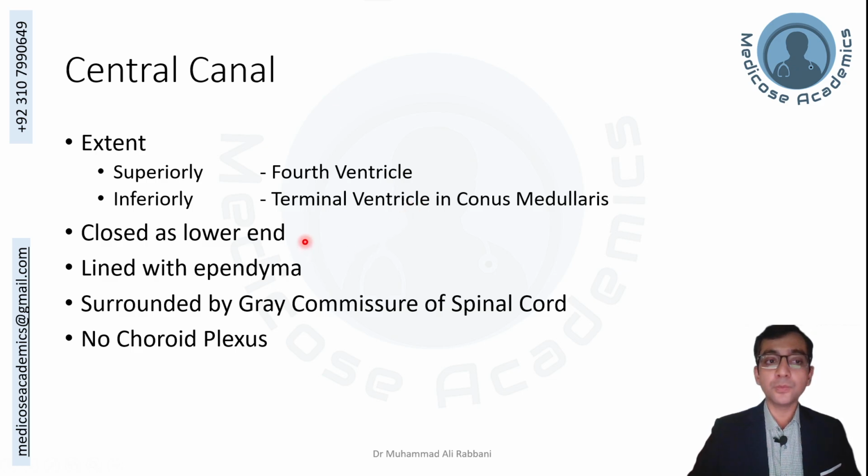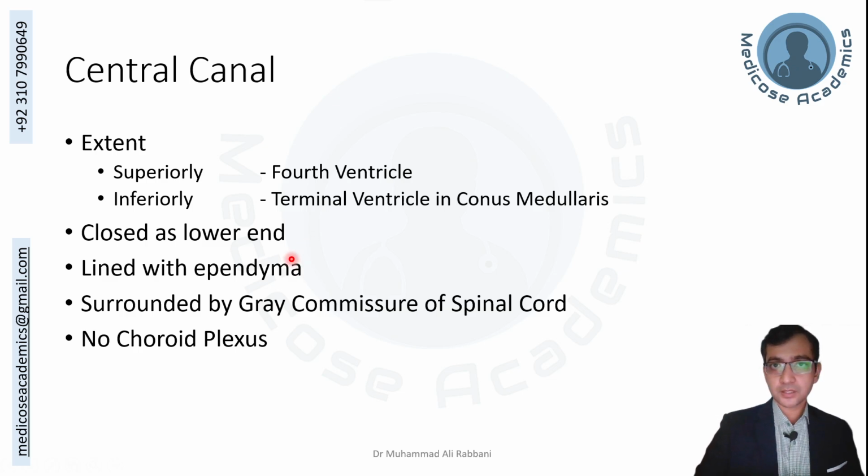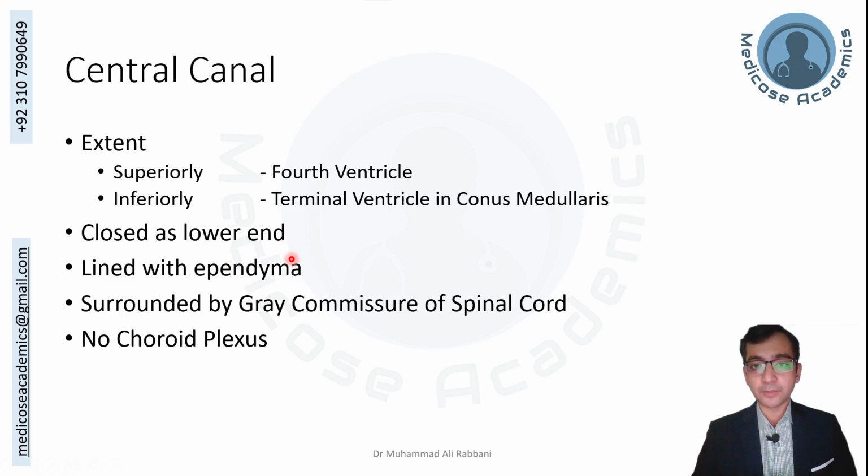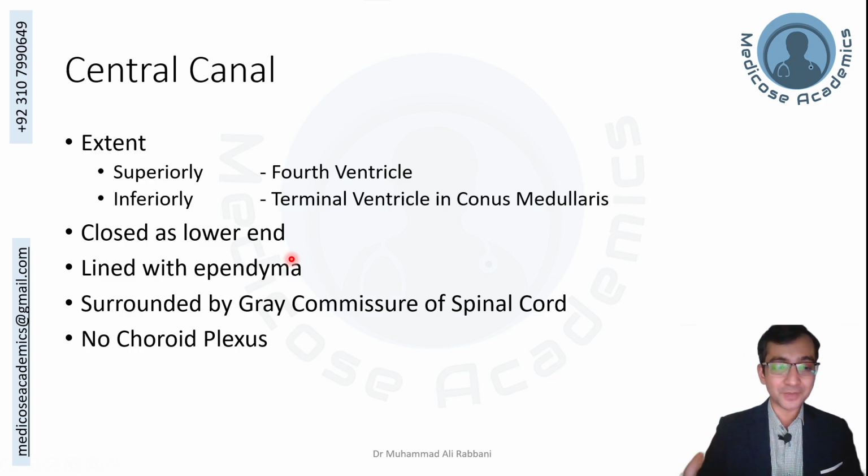It is a blind-ended tube. It only opens up in the fourth ventricle, is lined by ependyma, and is surrounded by the gray matter, the gray commissure of the spinal cord. There is no choroid plexus present in it.